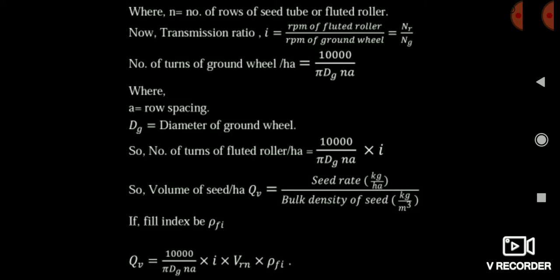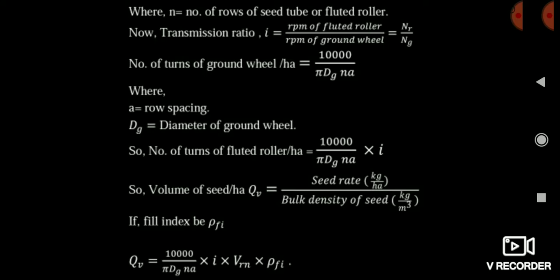And friends, also the number of turns of ground wheel per hectare is simply 10,000 divided by pi Dz into n into a, where Dz is the diameter of ground wheel, n is the number of rows of seed tube and a is simply the row spacing.